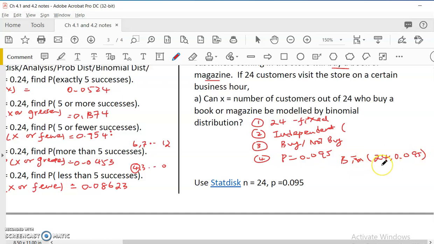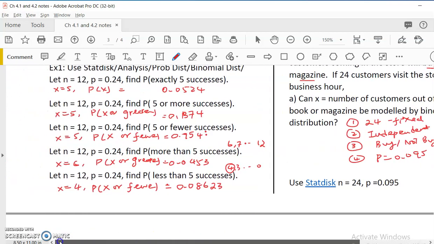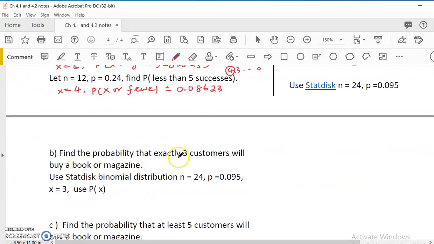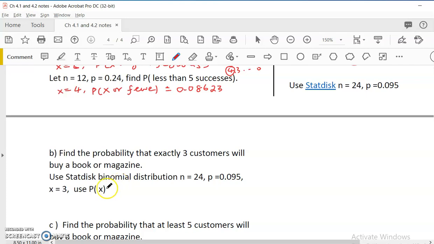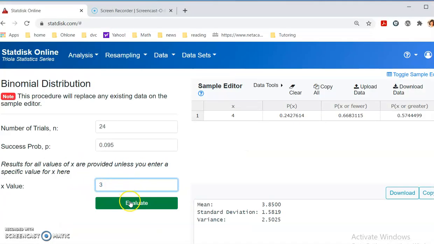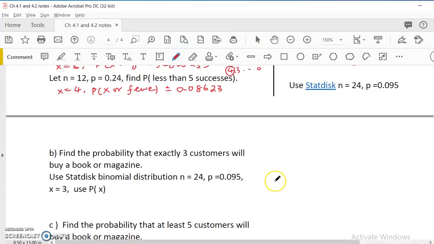Now in this case it's 3 decimal places. You cannot use the online stat book. You have to use StatDisk. So I'm using StatDisk to illustrate this. Find the probability that exactly 3 customers buy. So for exactly 3 customers, I would do 24, 0.095. Exactly only 3 customers buy. Okay, evaluate. And we would just look at P of X, 0.2133. Right? So just use that number because we want exactly that number.